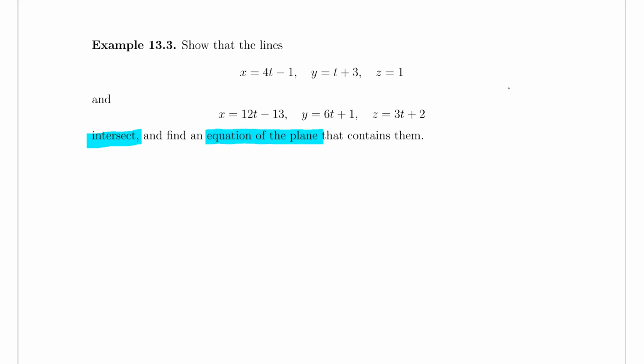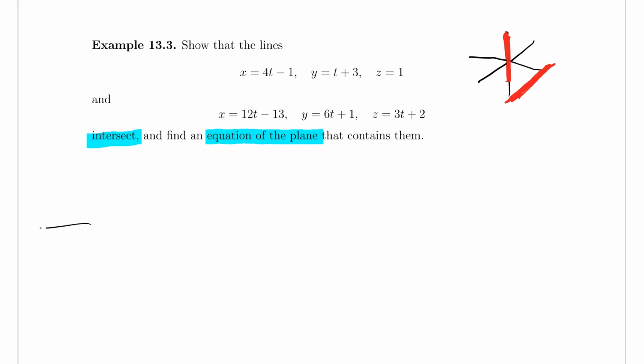Well, first things first, when we have lines in 3 dimensions, it is quite possible that we can have lines that are not parallel and do not intersect each other. For example, if I have the z-axis here, and another line that is parallel to the y-axis, these two lines are not parallel, but they will not intersect each other. So, for this problem, we need to show that these two lines intersect.